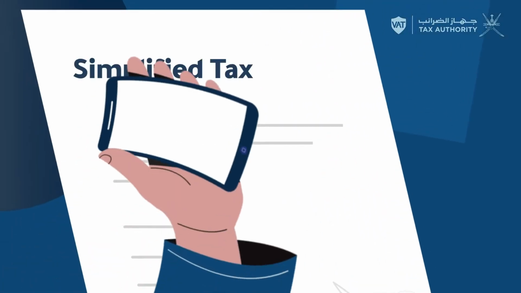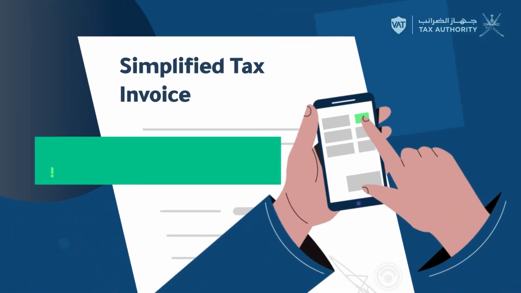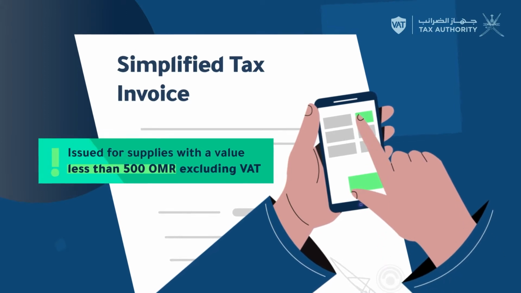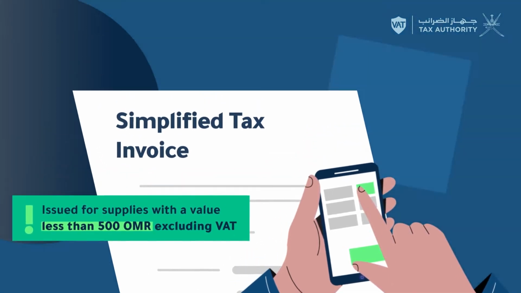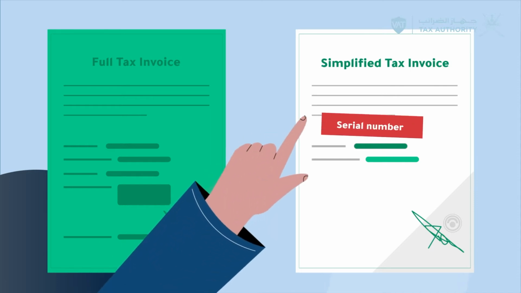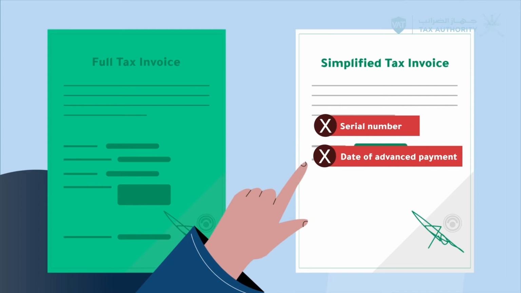The second type of tax invoice is the Simplified Tax Invoice, which is issued for supplies with a value less than 500 OMR, excluding VAT. The information included in a Simplified Tax Invoice is similar to that of a full tax invoice. However, it does not include the invoice serial number and the date of advanced payment.